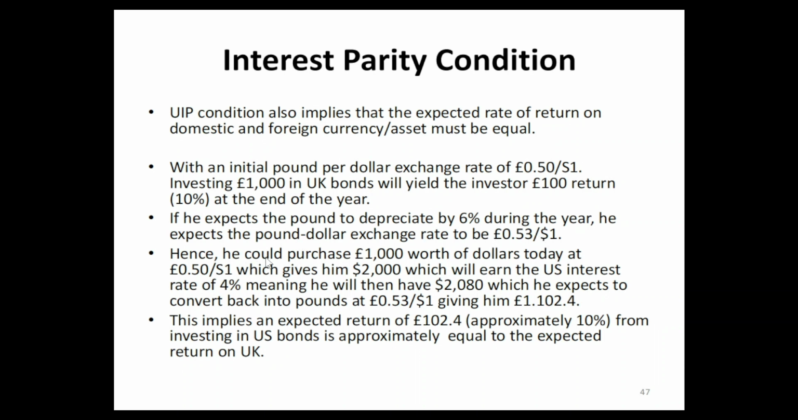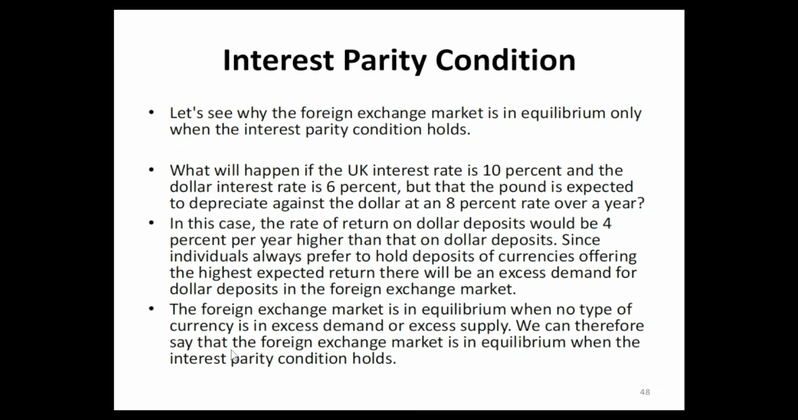So he could purchase this much worth of dollars today at this exchange rate, which gives this much, right. Because when you double it, it will be $2000, which will earn the United States interest rate of 4%, meaning he will then have this much, which he expects to convert back into pounds at this rate, giving him this much in pounds, right. So this implies an expected rate of return of approximately 10% from investing in the United States bond, which is approximately equal to the expected rate of return on the United Kingdom bond, right. This is how it works.